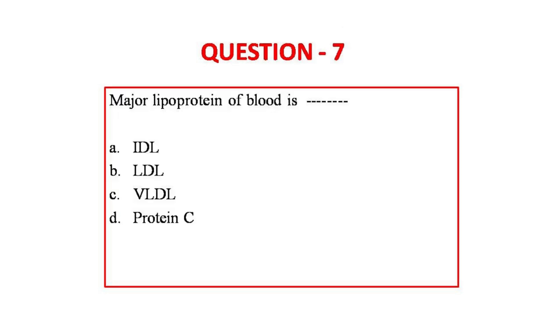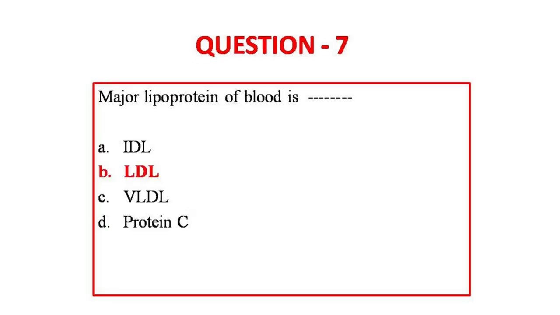So moving on to question number 7. Major lipoprotein of blood is IDL, LDL, VLDL, protein C. In some situations, they would have given HDL also inside this. So the answer to this question is LDL. See, the maximum content of cholesterol is also present in the LDL only. I told you about HDL, no? See, HDL has a protective role in coronary heart disease.